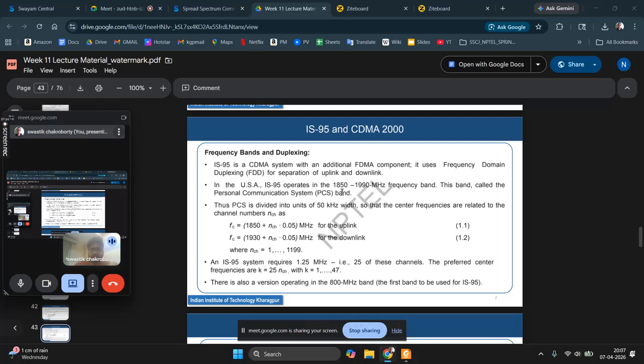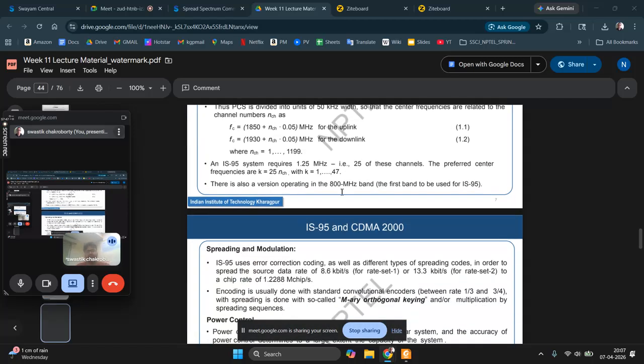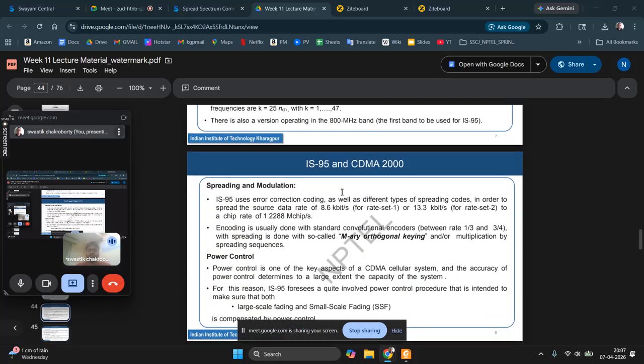The preferred system frequencies are K equal to 25 with NCH with K equal to 1 to 47. So best is reserving 1 to 47, that is the preferred, but if you don't get that, then you will go for higher channel numbers. So IS95 also uses error correction coding as well as different types of spreading codes in order to expand the source data rate, which is 8.6 or 13.3 kbps, to a chip rate of 1.2288 megachips per second.